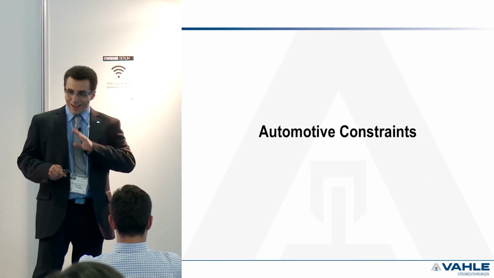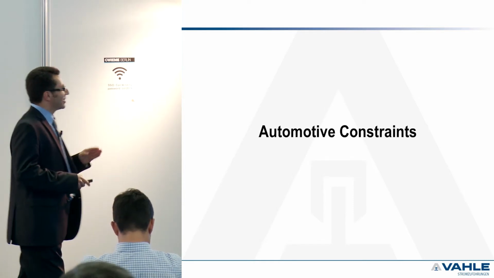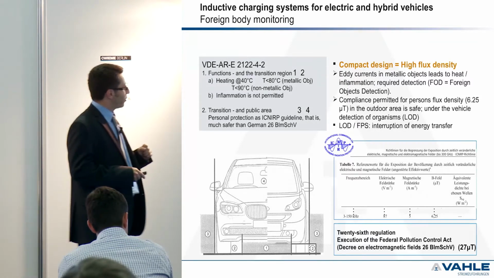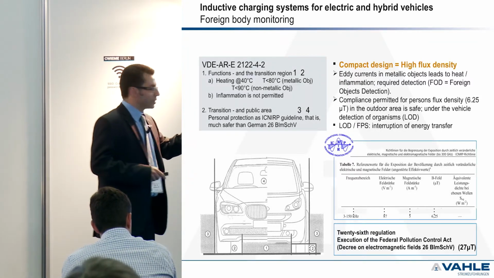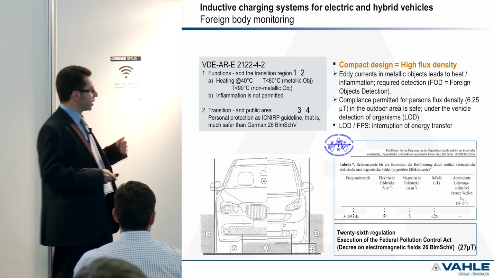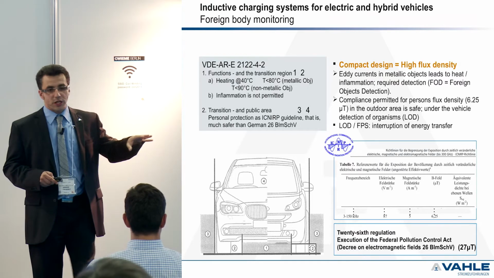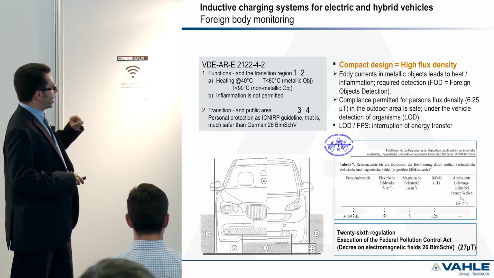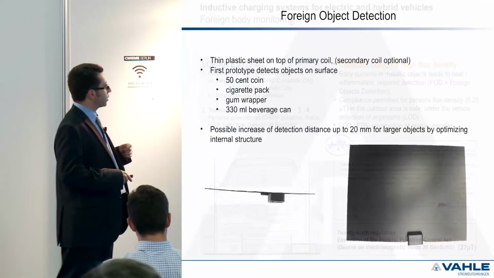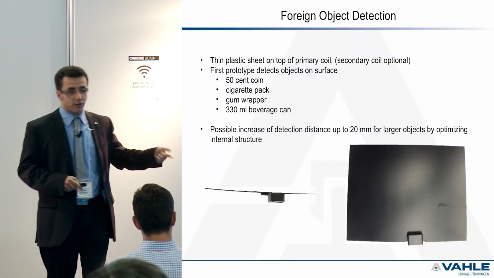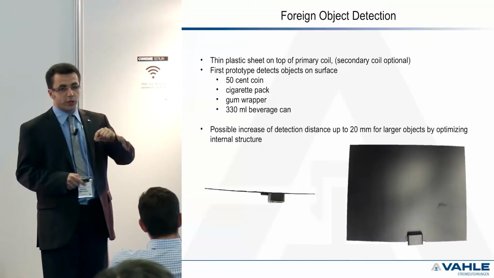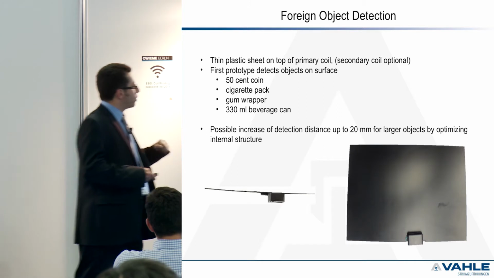Okay, I'll go fast now. So these are the automotive constraints. I'm going to skip some. These are the field limitations and standards. You have to meet 6.25 microtesla outside the car. We are working on the standardization for this technology, which is why you see here the tables coming from this standard. We also have this sensor I was talking about, a sensor for metallic objects on top of the coil. So we switch off if there is an object inside.